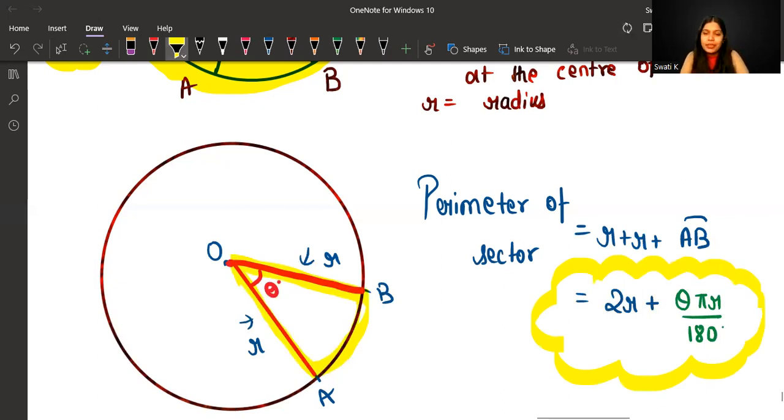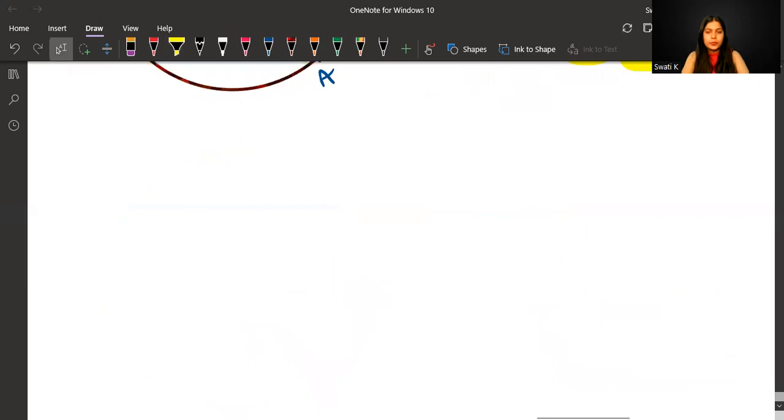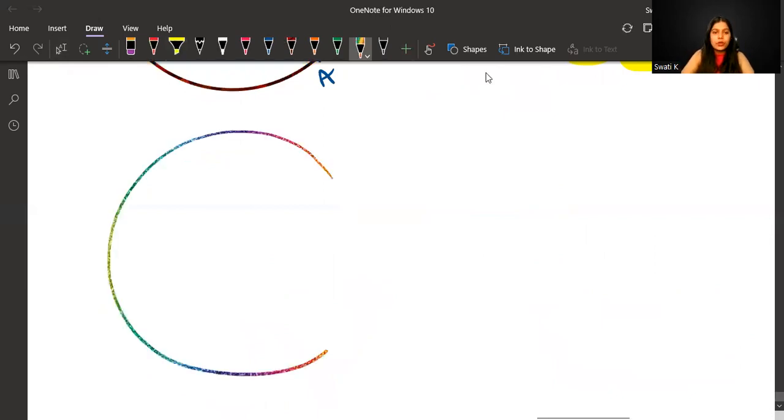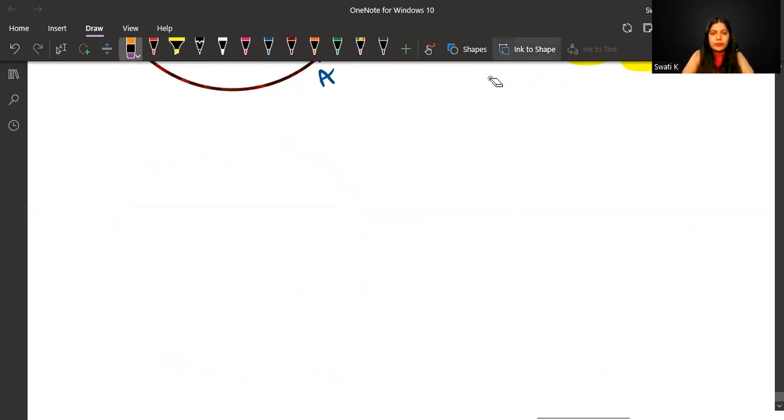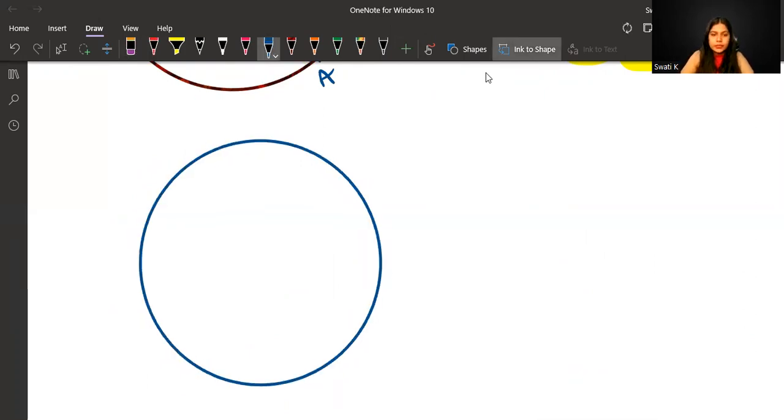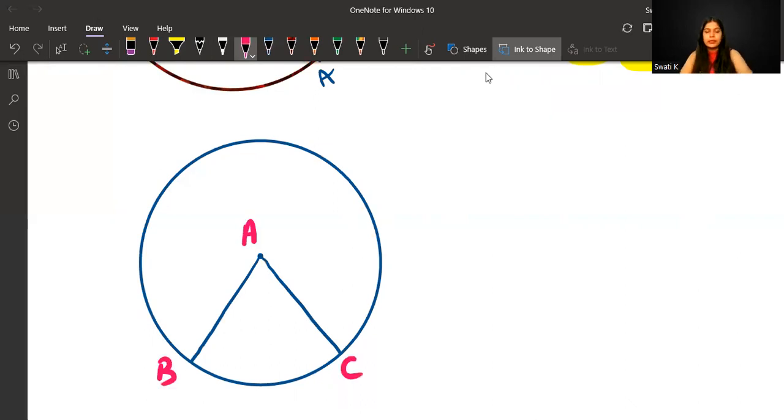Now, because we are done with the perimeter of the sector, we will of course find out the area of the sector as well. So for that, let us draw the circle first. Let us draw the center of the circle. Let us draw the two radii. And of course, this is the center of the circle. This is the arc, length of the arc. Now, what is the area? Area is, of course, the space here, right? And now we need to find out what is the area of the sector.